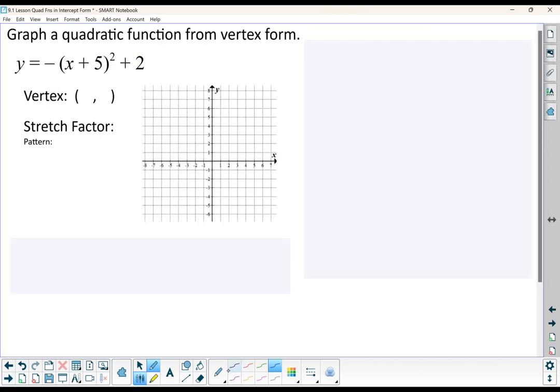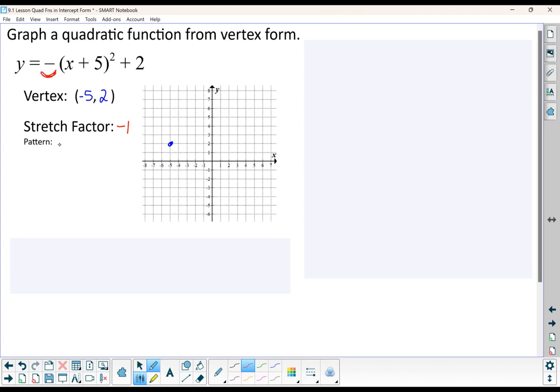So here's one just to review that idea of vertex form from Unit 7. If we have the function y equals negative (x plus 5) squared plus 2, our vertex would be at negative 5, 2. So that would be right here. And then the stretch factor is a negative 1. That's right here at the front. We don't see the 1, but it's implied.